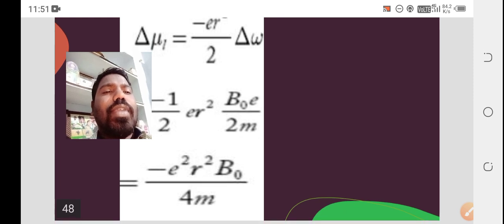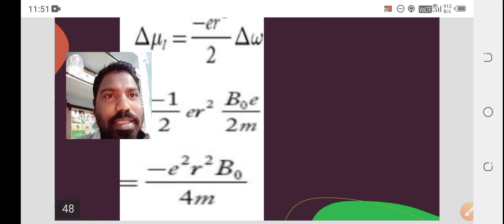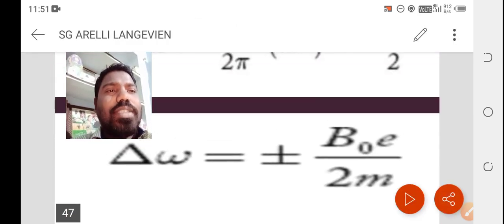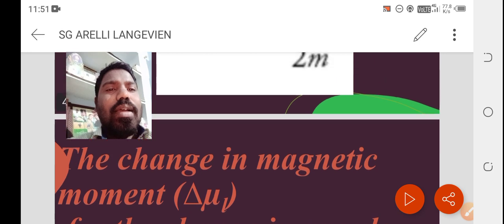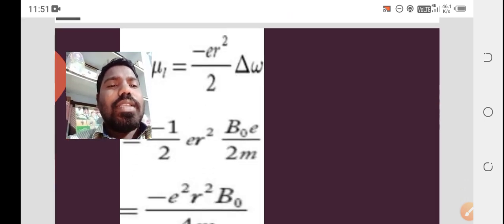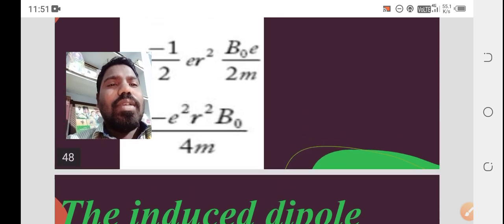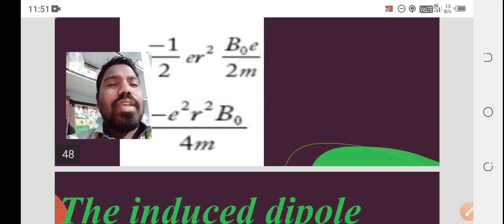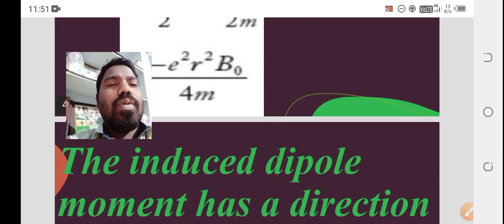After further simplification, what is it? 1 by 2 into 1 by 2, that is 1 by 4: minus e square r square b naught by 4m, which is del mu L. This is simply called the change in magnetic moment. The change in magnetic moment is minus e square r square b naught by 4m.